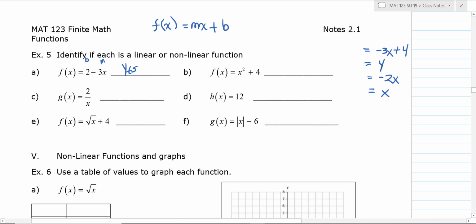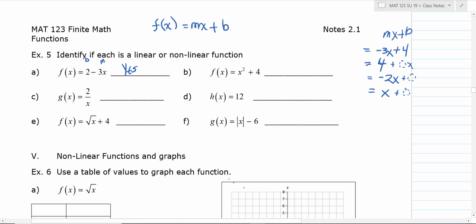So the idea is they kind of look like this, mx plus b. You don't have to have the x and you don't have to have the b. You can leave those off. And the reason is if you had equals x, that would be really x plus 0. Negative 2x could be thought of as negative 2x plus 0. And even the constant 4 could be thought of as 0 times x. So it's got to look like that.